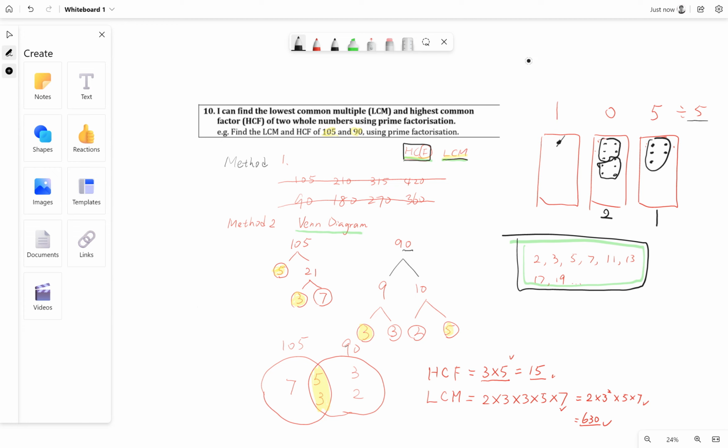So what do we do? We just multiply all the numbers together, because this will make up the biggest number: 2 times 3 times 3 times 5 times 7. You can write it that way, or you can multiply them together, which gives you 630.